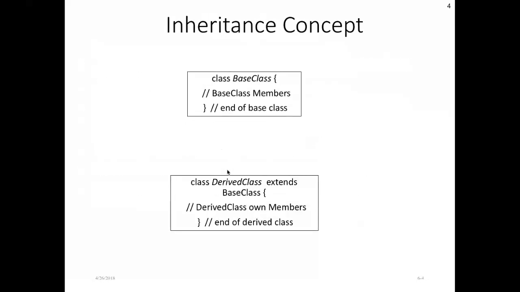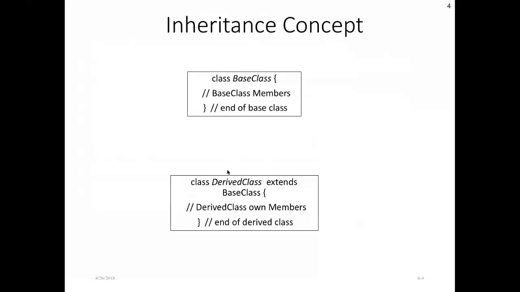In a class, suppose we have a base class, and this base class has some members. A class has two kinds of members, right? Member variables and member functions. The member functions are called methods. So a class has member variables and methods, right?